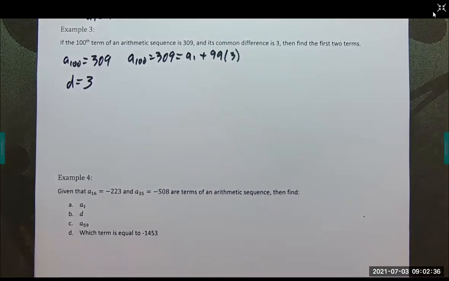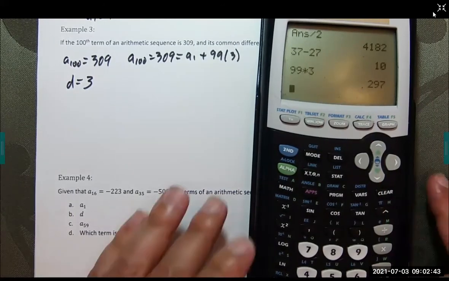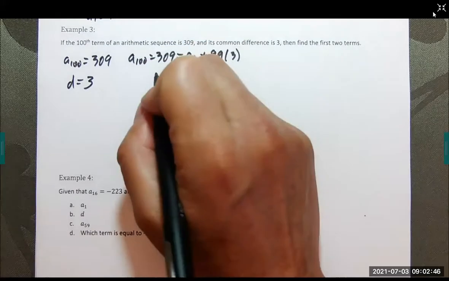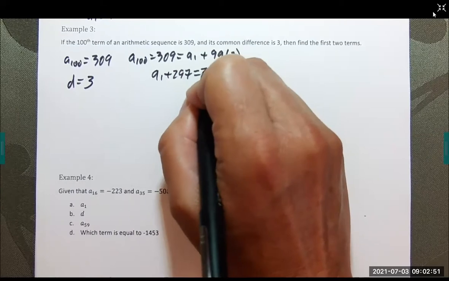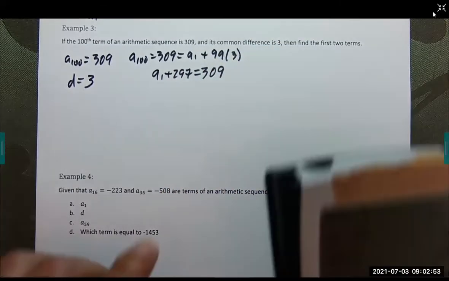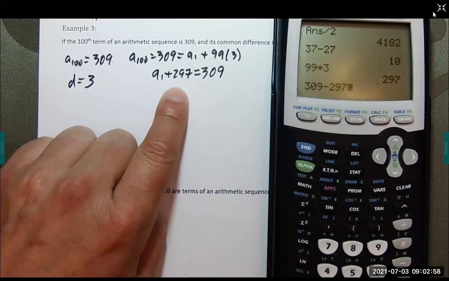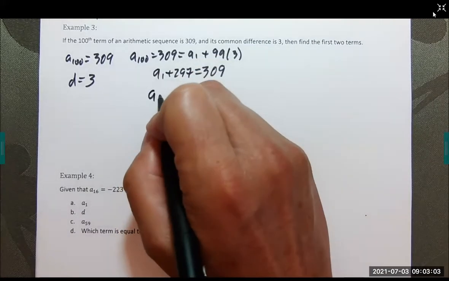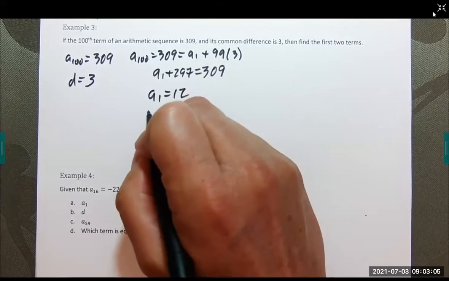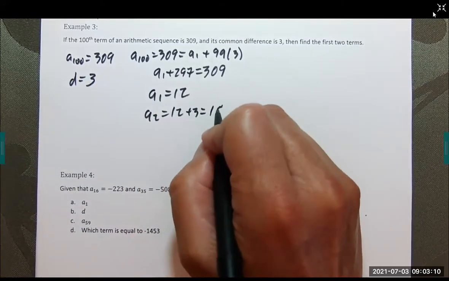And here I can solve for the first term. So we have 99 times 3, 297. So we have a sub 1 plus 297 equals 309. Subtracting, so 309 minus 297. First term is 12. Which means our second term is going to be 12 plus the difference, which is 15.